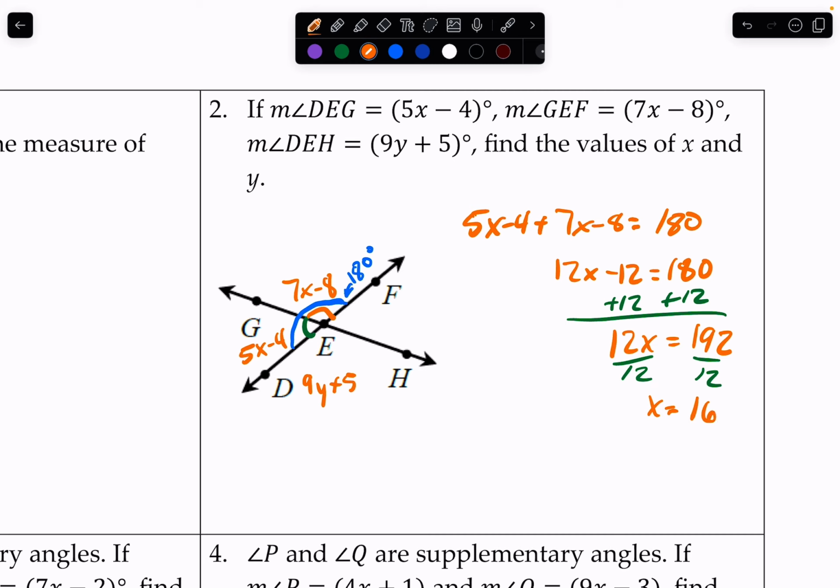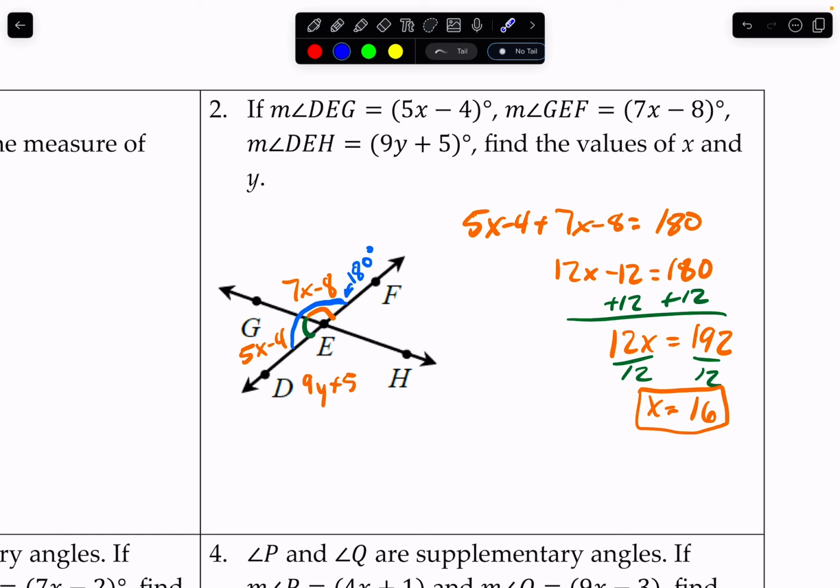16. All right, we need to find x and y. We have one of our answers. With this bit of information, we're able to go in and find what those actual angles are. The reason this could be convenient is because 7x minus 8 is vertical, meaning it's across the intersection from DEH, which is 9y plus 5. So these two are equal to each other.